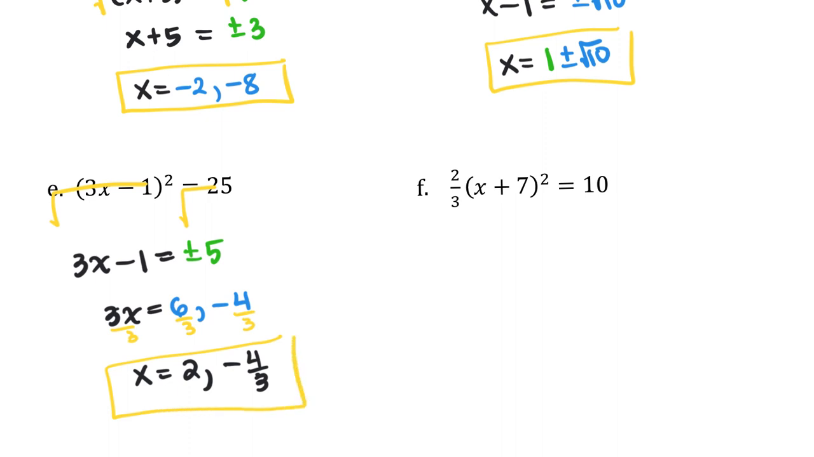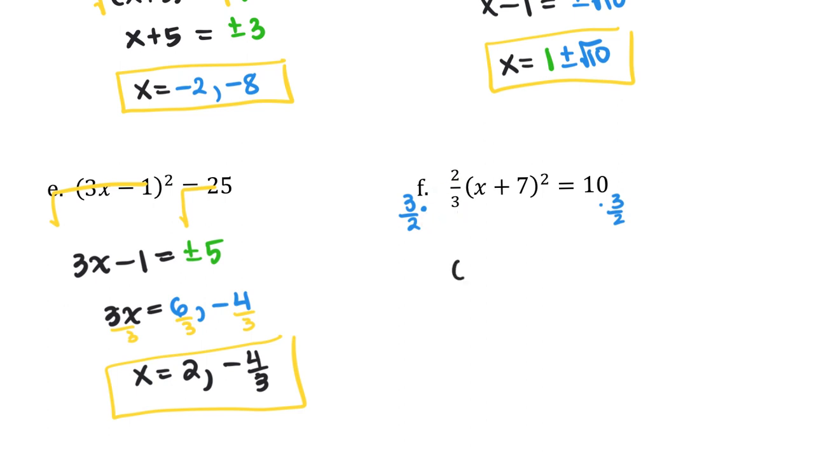Okay, let's look at F. What do we like about F? There it is squared. What do I not want there? I don't want the 2/3 there. Okay, you could do reciprocal, or you could just times by the 3. Let's try reciprocal. Okay, that's going to cancel this and this.